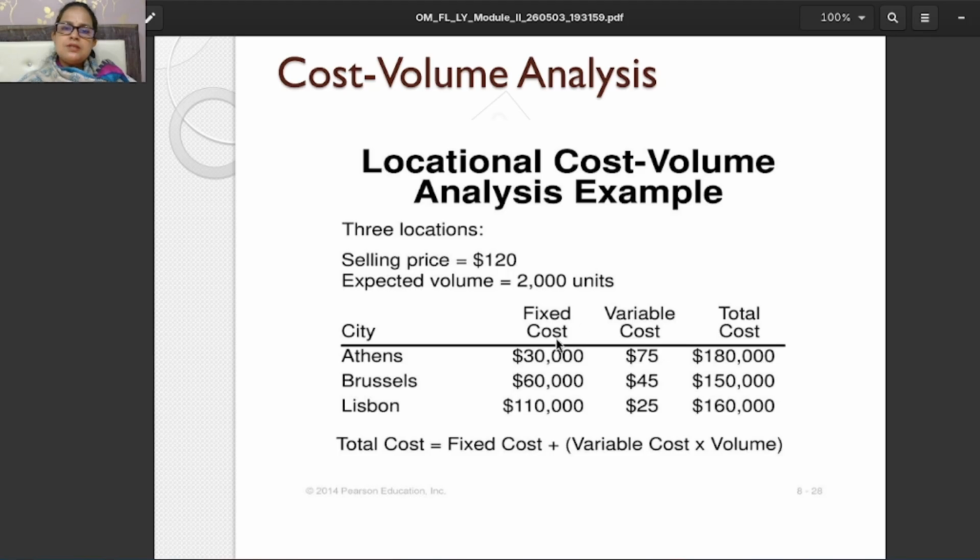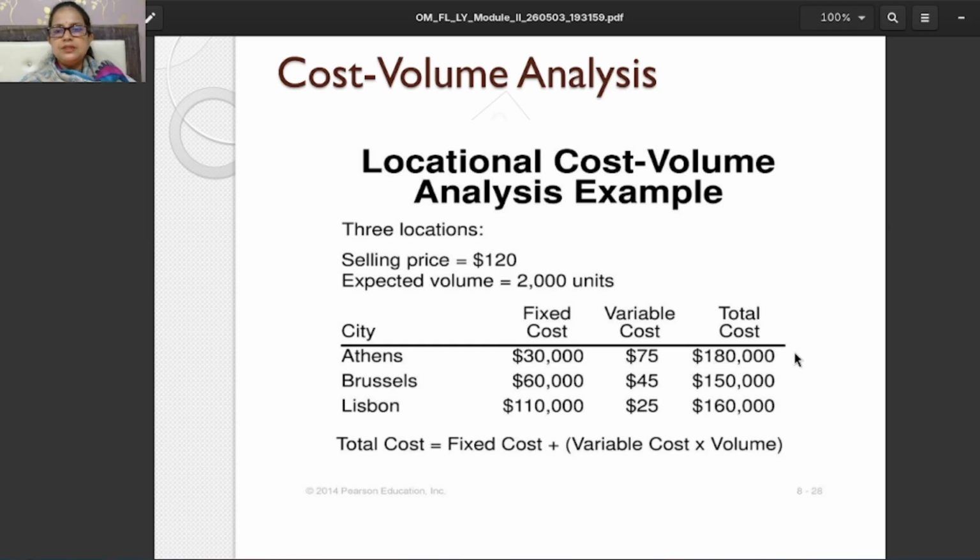What is fixed cost? Fixed cost for Athens is 30,000, for Brussels is 60,000, for Lisbon is 110,000. Okay. And what is the variable cost? Variable cost for Athens is 75, for Brussels is 45, for Lisbon is 25. So this, up to this, it will be provided in the question.